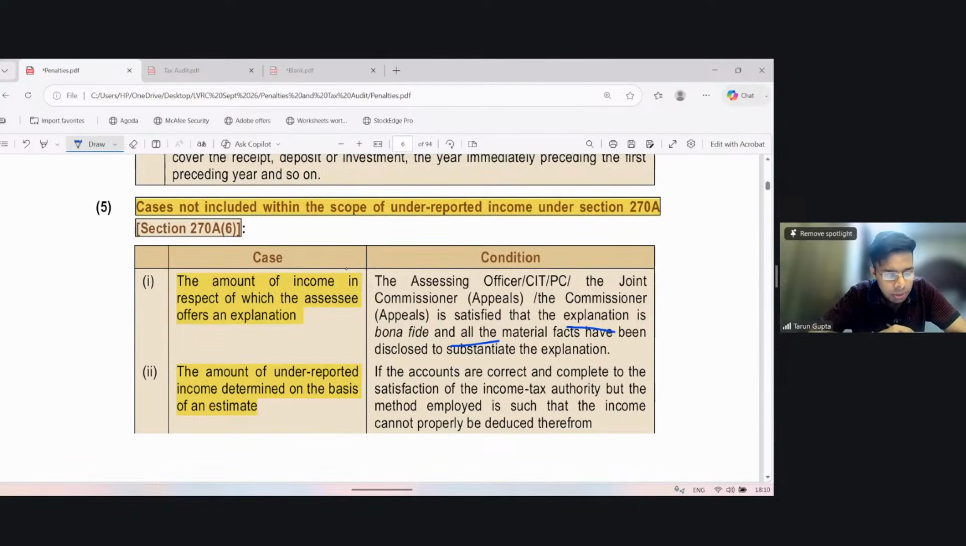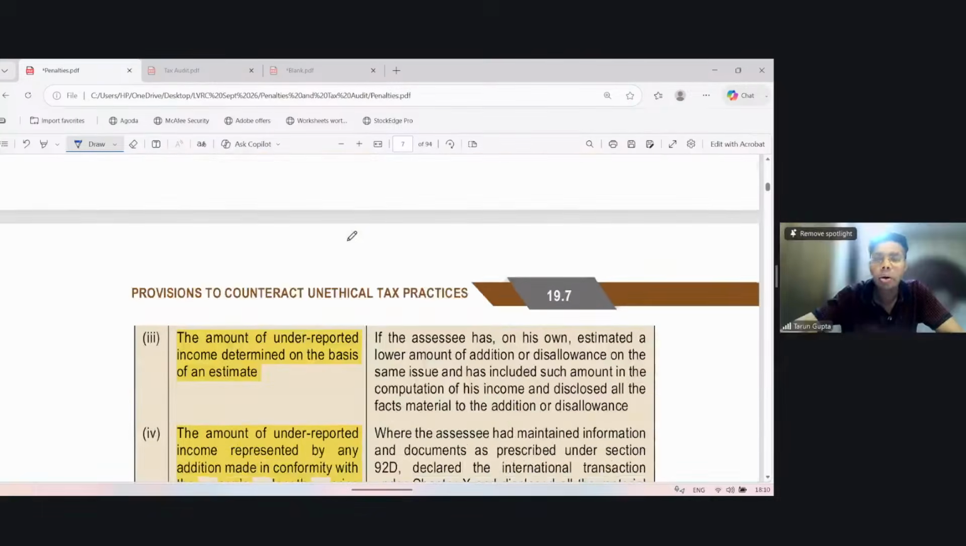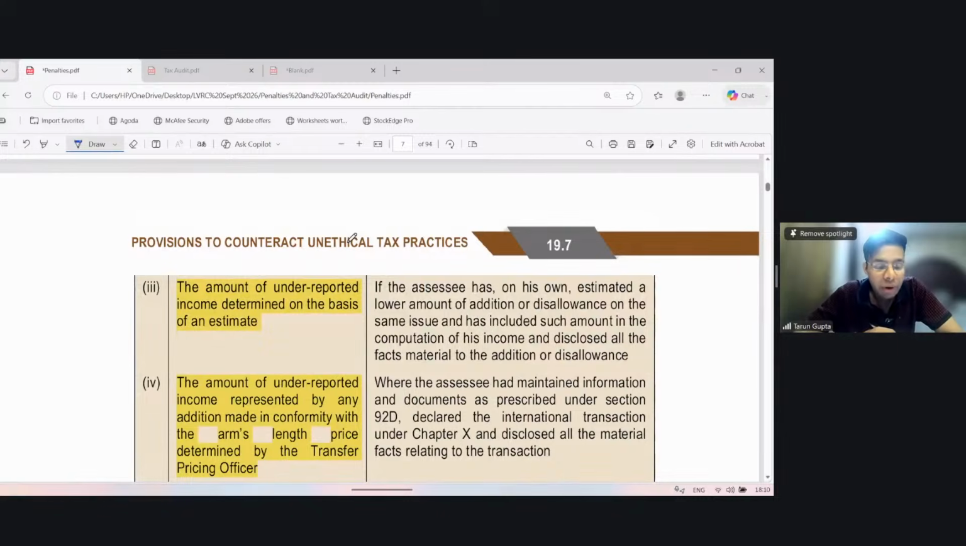Or where the amount of underreported income is determined on the basis of an estimate, and the income tax authority is satisfied that the accounts of the assessee are maintained completely and the method employed is such that income cannot be reduced. Because of that, the authority has to make an estimate. Or the assessee had already estimated his income, but the AO finds that such an estimate is not proper or is lower. The assessee has his own estimated lower amount of addition or disallowance on the same issue and has included such amount in the computation of his income and disclosed all the facts material to the addition.